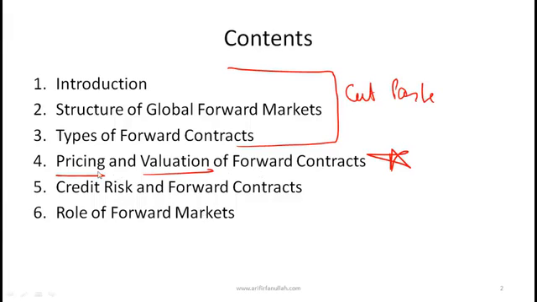The meat of this reading, and what we need to do from a Level 2 perspective, is this section. Then section 5 is just one slide which talks about credit risk. There are a couple of core points; once you get those, you are done with this. Section 6 is not even mentioned as a learning objective, so all I'll do there is read the one-paragraph summary on the role of forward markets.